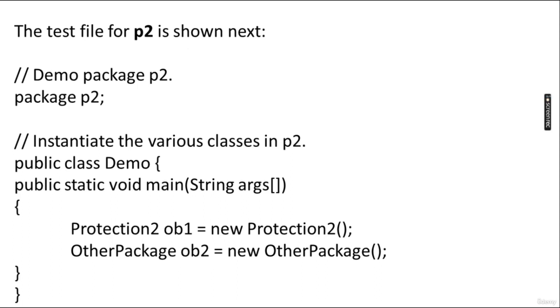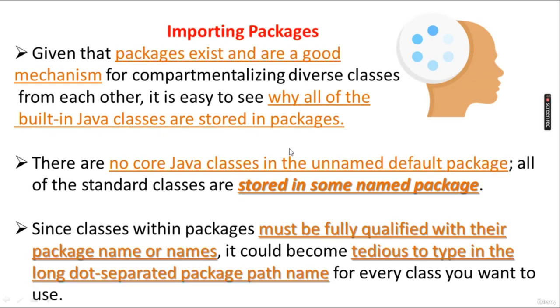Test file for P2 is shown next. Public class demo. This is for what? Package 2. Protection 2 object 1 new protection 2. Other package ob2 new other package.